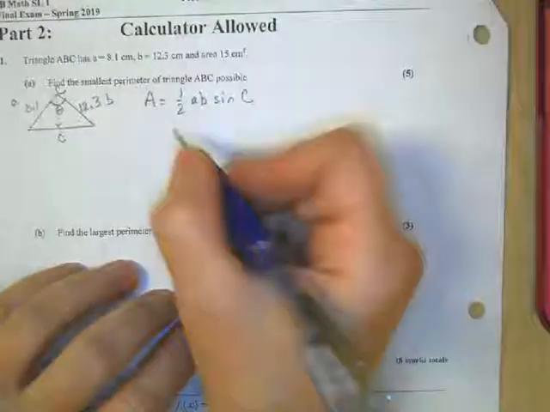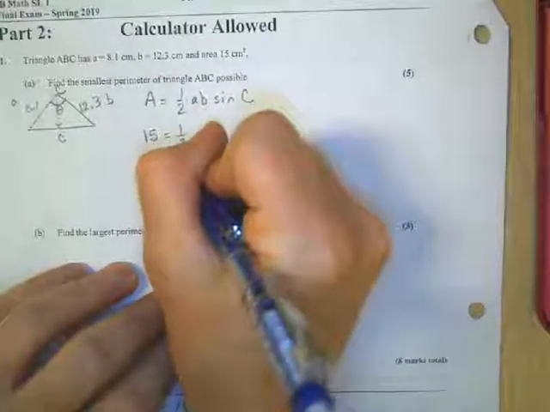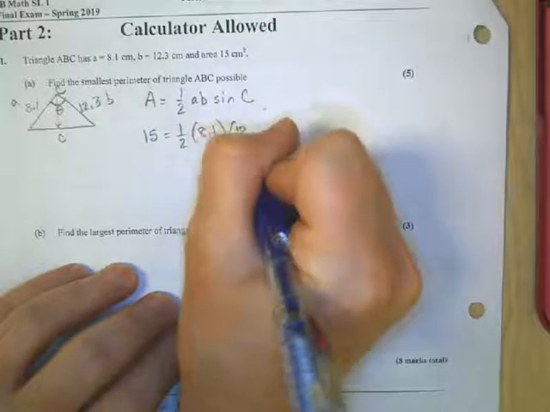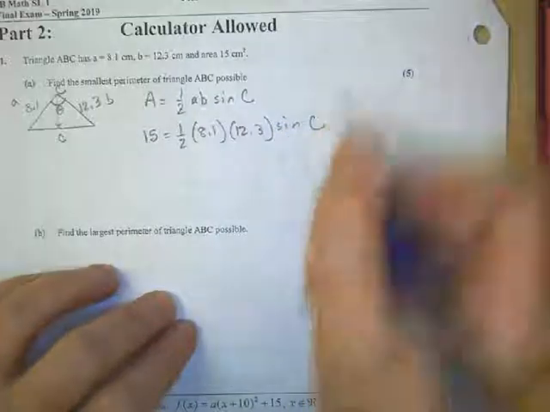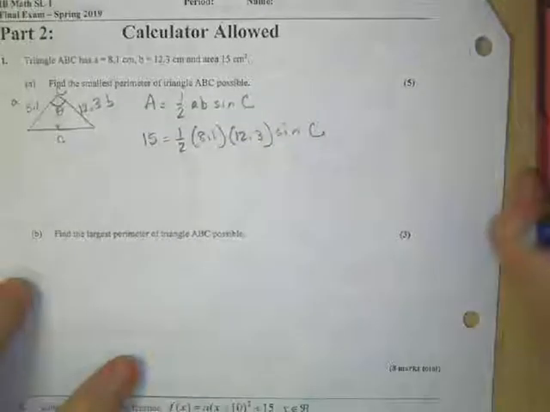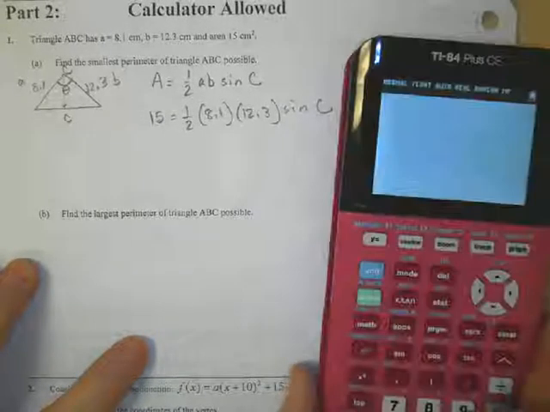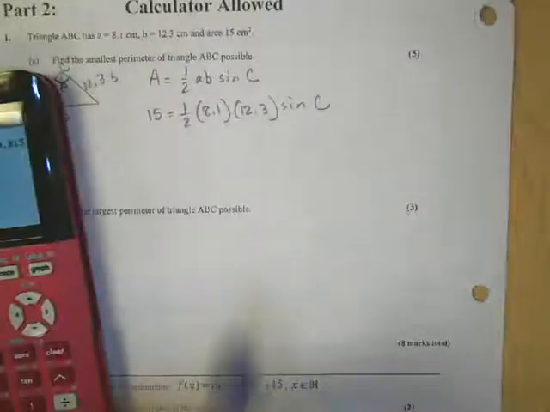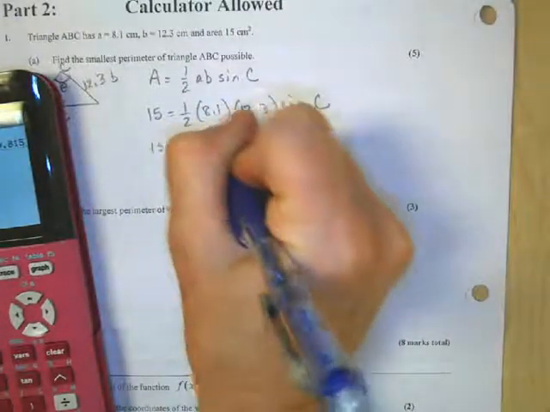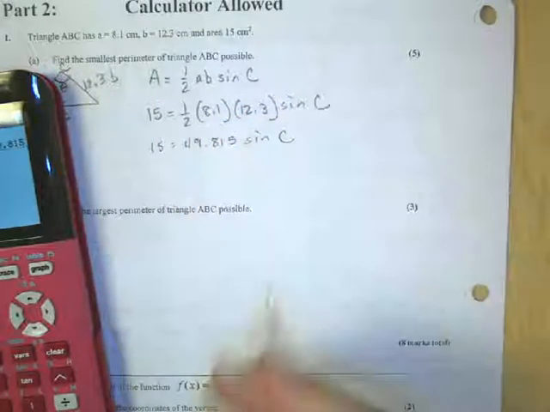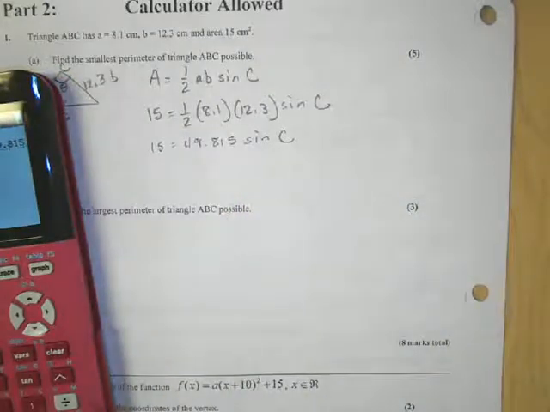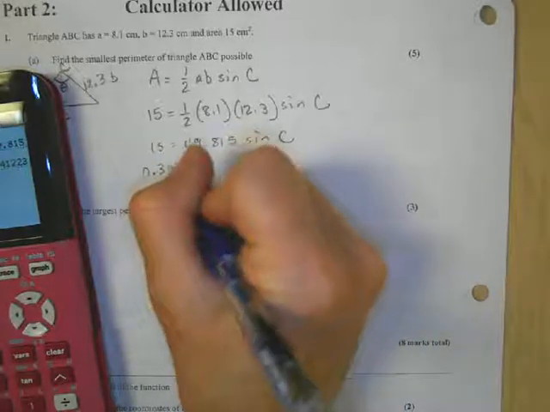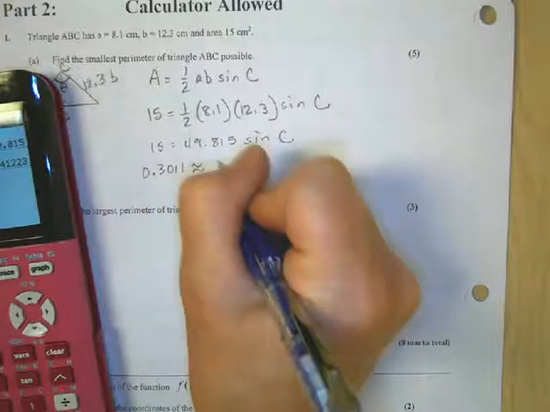All right, so we know our area is 15, and then we have 1/2, we have 8.1, we have 12.3 times sine C, and we want to solve this for C, so I'm going to multiply this out. I could do all the algebraic manipulation first, but I'm just going to multiply this. 0.5 times 8.1 times 12.3. So 49.815, so I have 15 is equal to 49.815 times sine C. Divide both sides by 49.815, so 15 divided by 49.815 gets me 0.3011, etc., is equal to sine C.